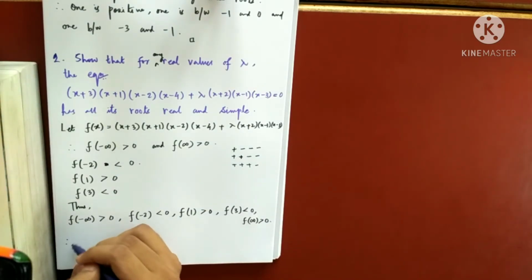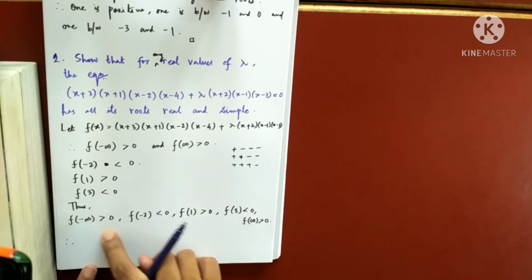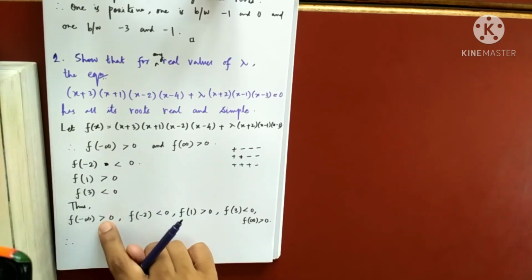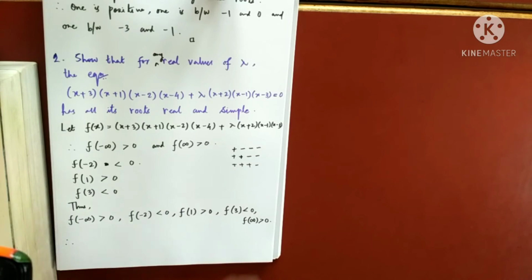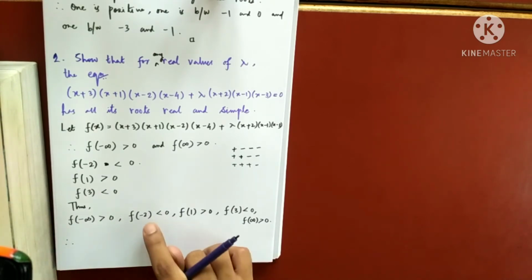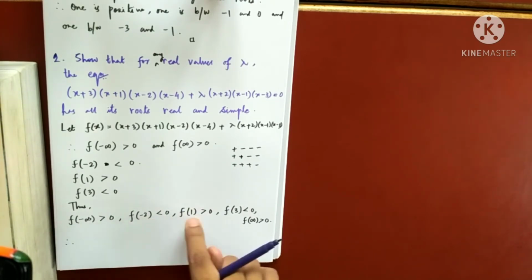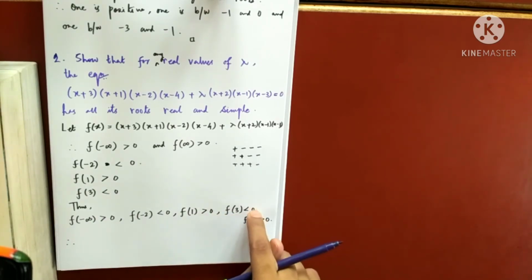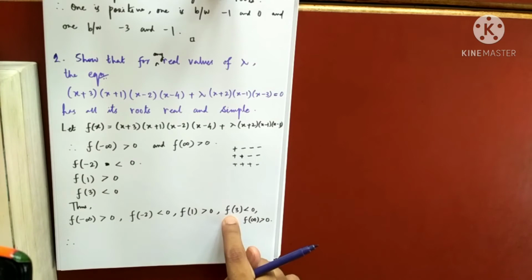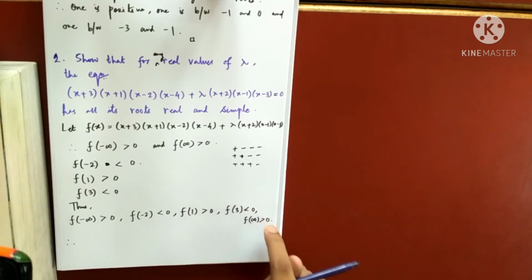Thus, there is one negative root lying between minus infinity and minus 2, because this is positive, this is negative. Again, one root lying between minus 2 and 1, because this is negative, this is positive. Again, one root lying between 1 and 3, this is positive, this is negative. And one root lying between 3 and infinity, because this is negative, this is positive.